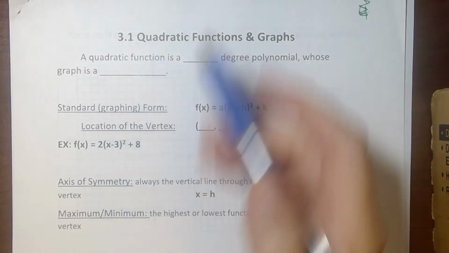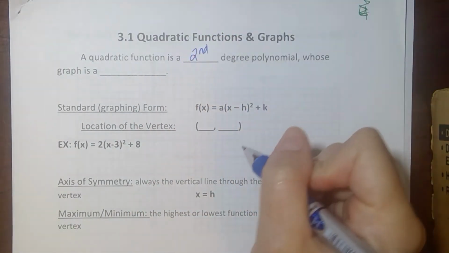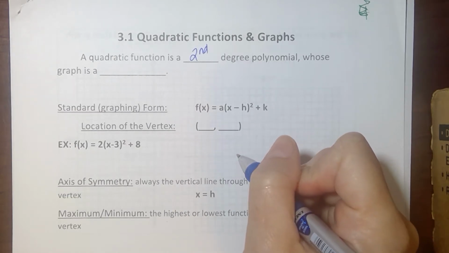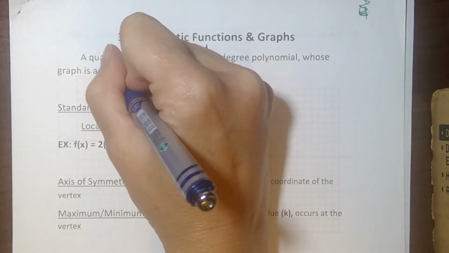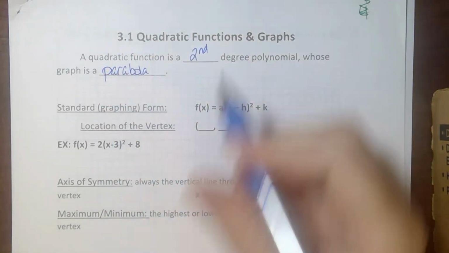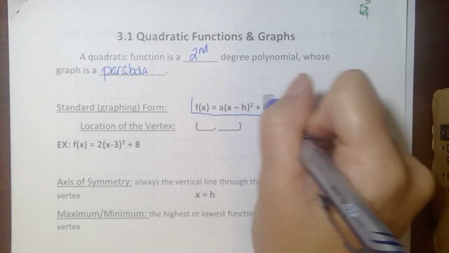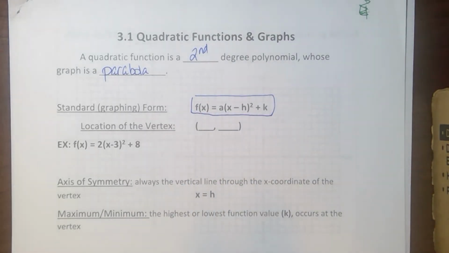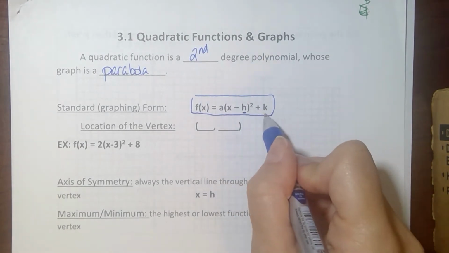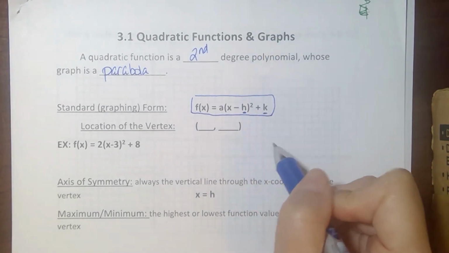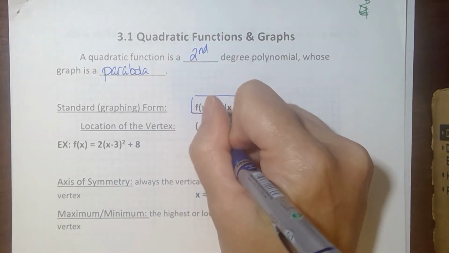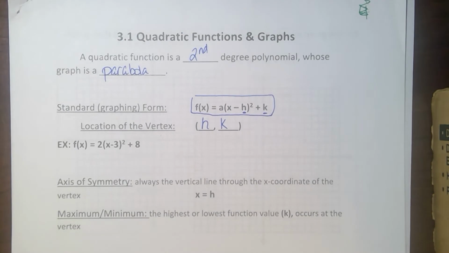A quadratic function, remember, is a second-degree polynomial, so the highest exponent is 2, and the graph of this function is shaped like a parabola. We're familiar with that standard graphing form where we have our transformations. Our horizontal shift is h and our vertical shift is k, so that we know the location of the vertex has shifted away from the origin to the values of h and k.